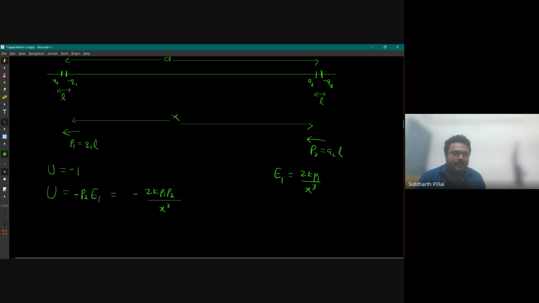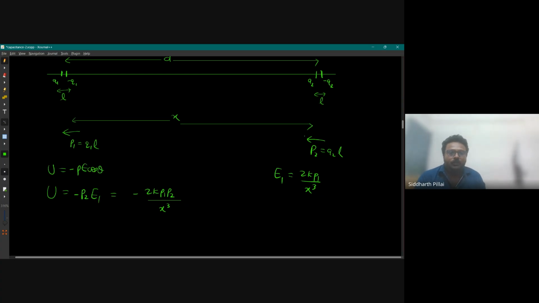U is minus PE cos theta. The field due to this dipole will be in this direction. That would be your E1. And the dipole P2 is in the same direction, so cos theta is just 1. So I'll just get minus P into E. Which P? The dipole 2 and electric field due to dipole 1.